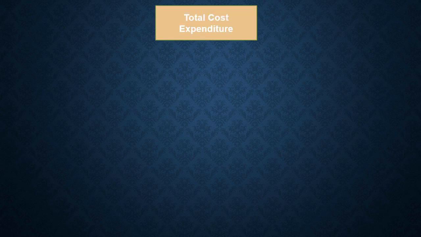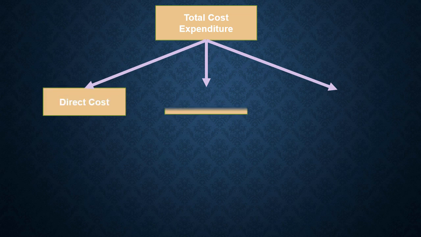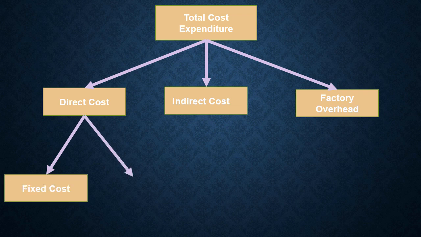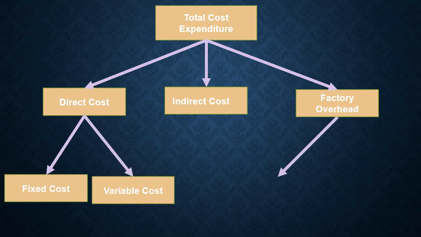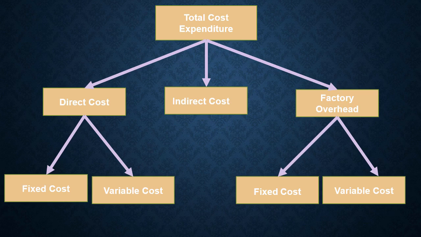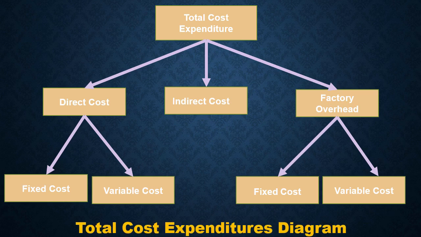Next, I want to show you the real diagram of the total cost expenditures. We have here total cost expenditures, which is composed of direct cost, indirect cost, and factory overhead. For the direct cost, we have fixed cost and variable cost. And for the factory overhead, we also have fixed cost and variable cost. That is the diagram of the total cost expenditure.